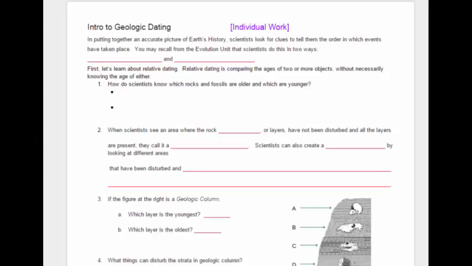At this point, you should open up the Intro to Geologic Dating worksheet that you see in front of you. You should be able to find it in the Google Classroom provided as an assignment from your teacher. So please locate that document in the next few minutes. Pause the video now if you need time to open up the worksheet.